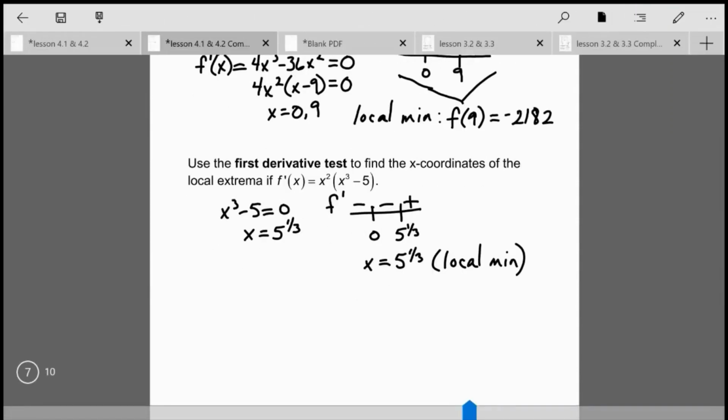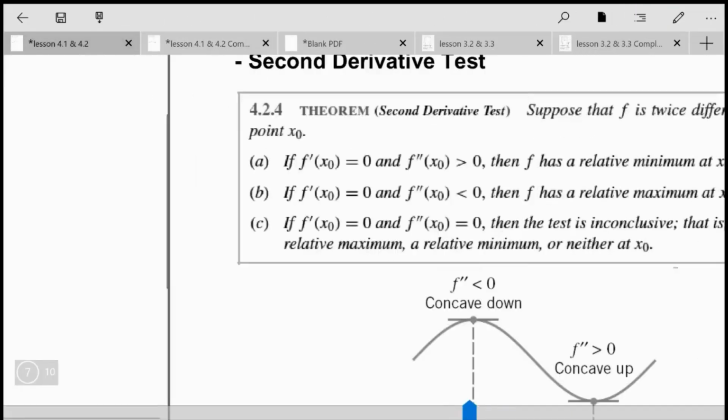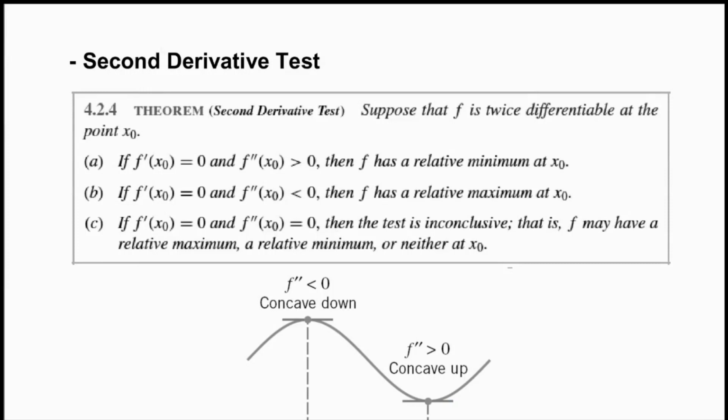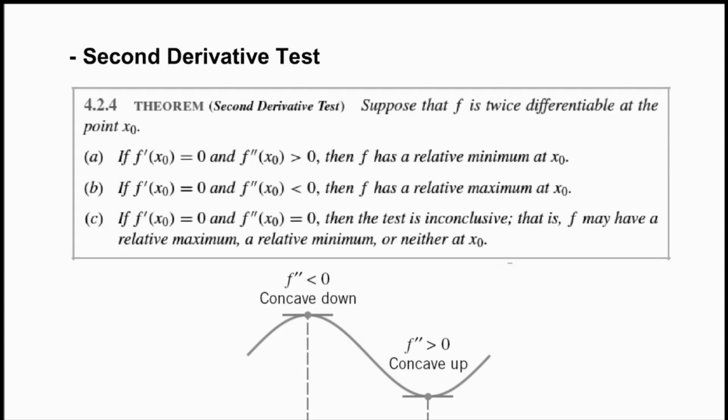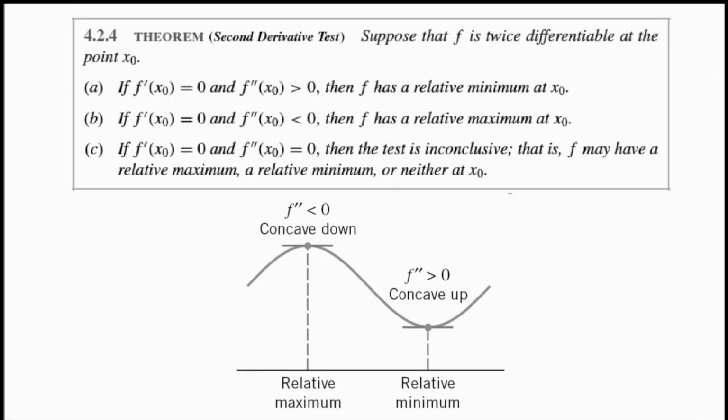All right, so let's move on to look at another type of test. So this is called the second derivative test. The second derivative test is another way that we can find maximum or minimum values. And the way this test works is we're essentially going to determine whether we have a max or a min based on the shape of the graph.